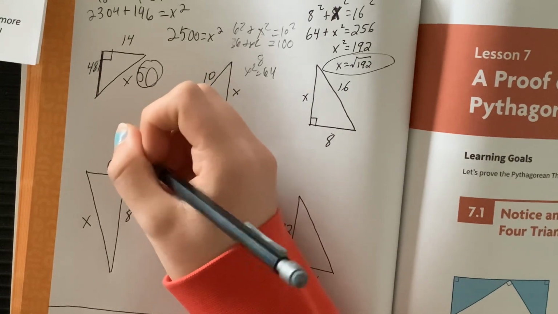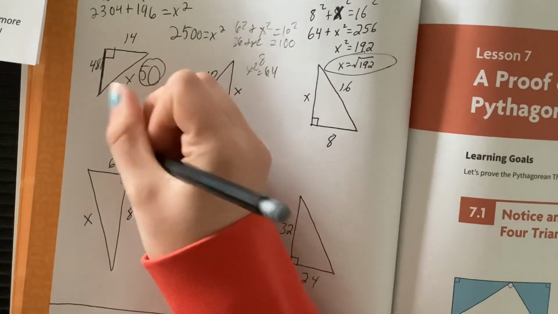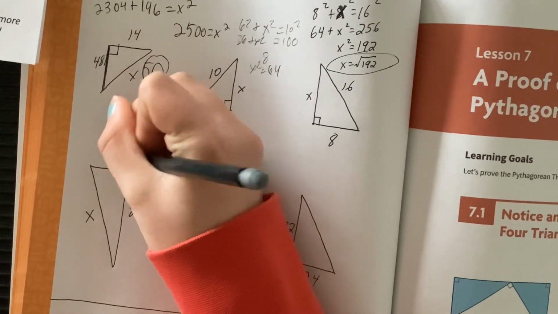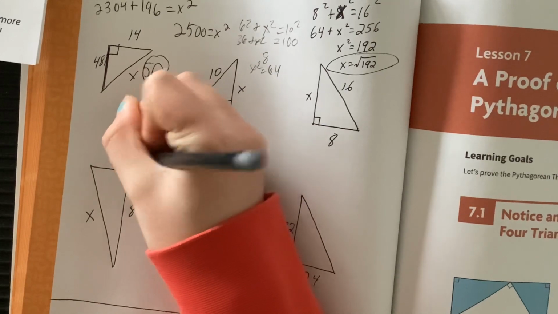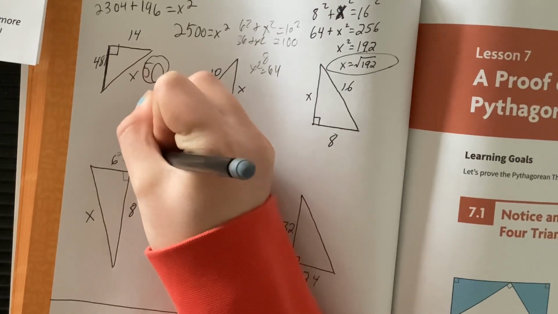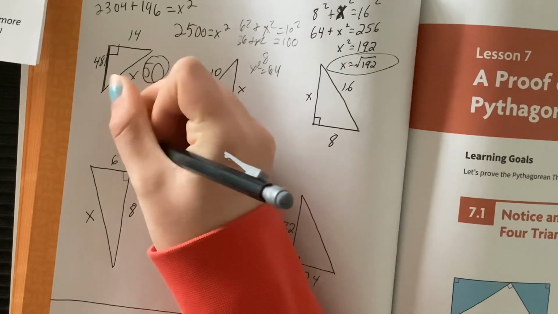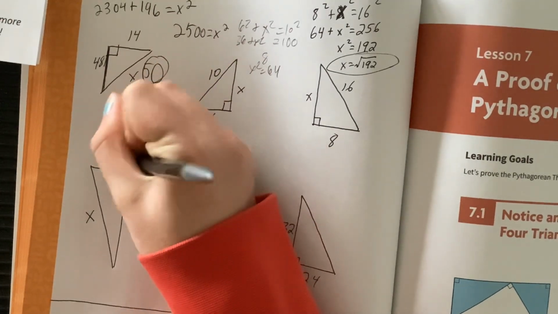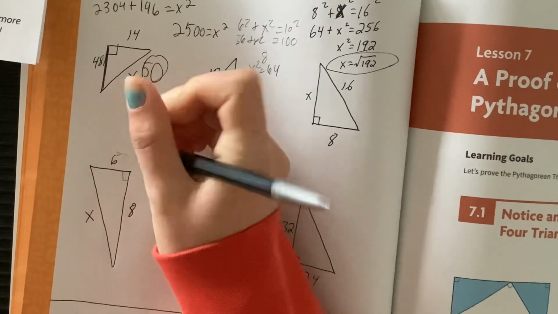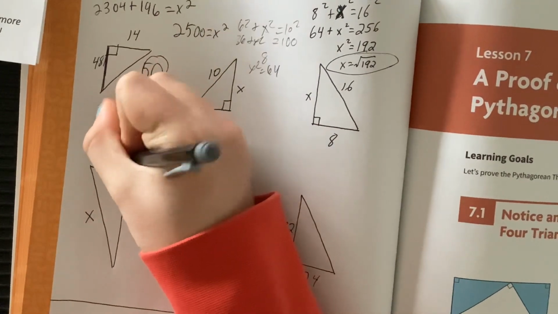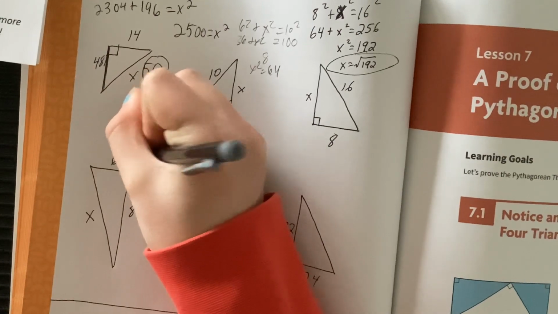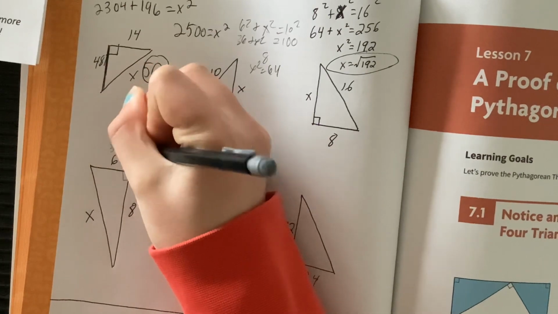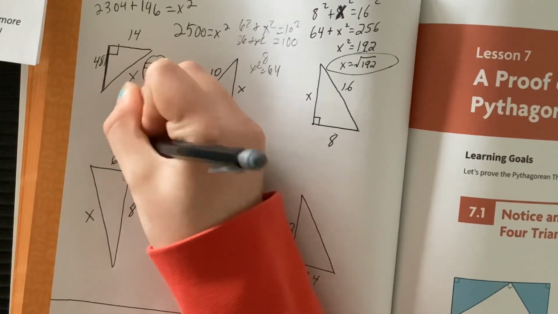Just kidding. Okay, so then it would be 6 squared plus x squared equals 8 squared. Remember the one across from the 90 is your longest side, so that's gotta be by itself. So 6 squared plus 8 squared equals x squared. There you go. Okay, so 6 squared is 36 and 8 squared is 64.